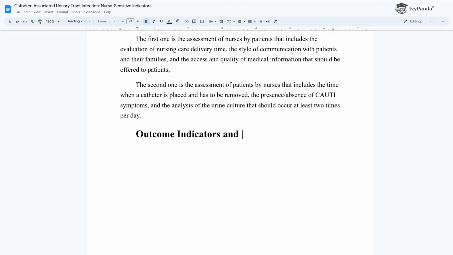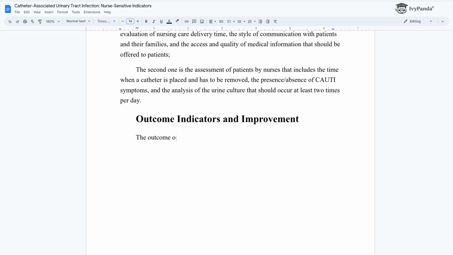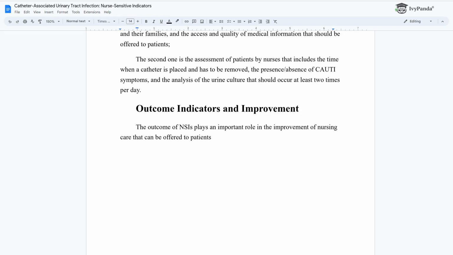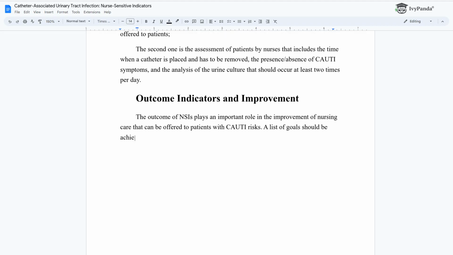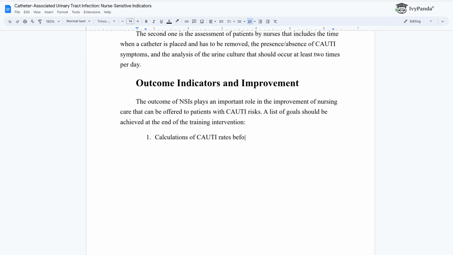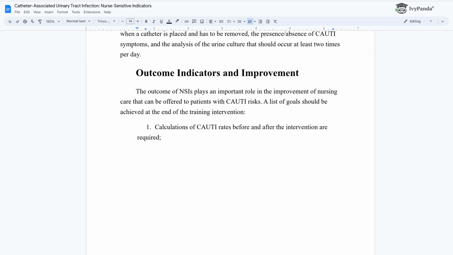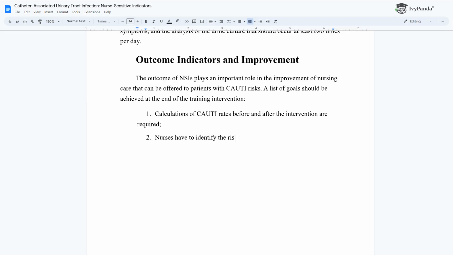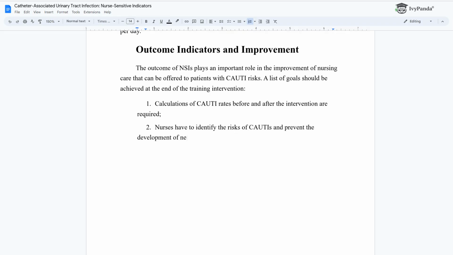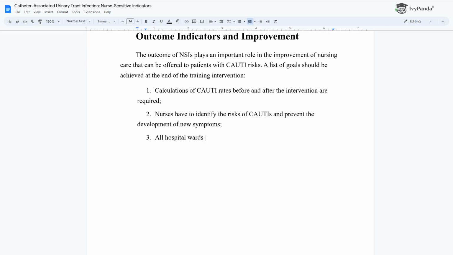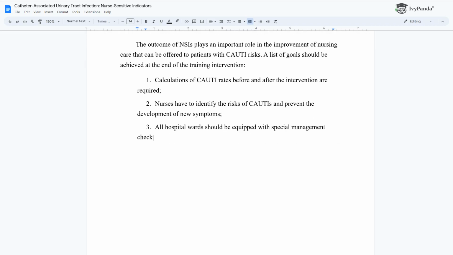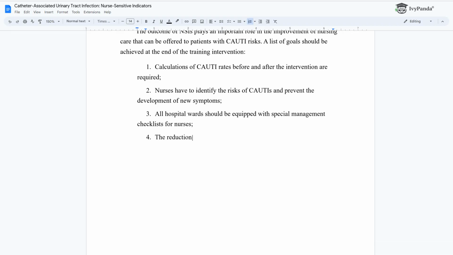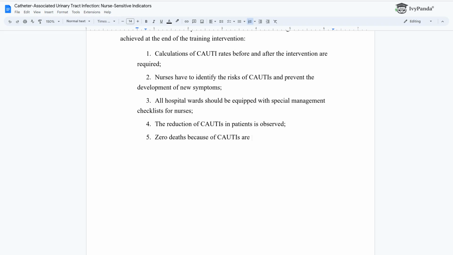Outcome indicators and improvement. The outcome of NSIs plays an important role in the improvement of nursing care that can be offered to patients with CAUTI risks. A list of goals should be achieved at the end of the training intervention. Calculations of CAUTI rates before and after the intervention are required. Nurses have to identify the risks of CAUTIs and prevent the development of new symptoms. All hospital wards should be equipped with special management checklists for nurses. The reduction of CAUTIs in patients is observed. 0 deaths because of CAUTIs are reported in hospitals.